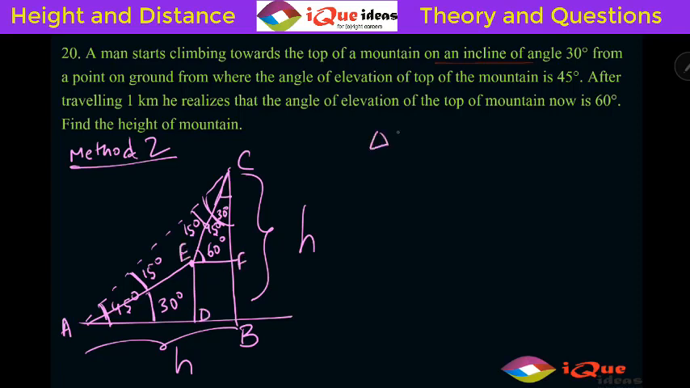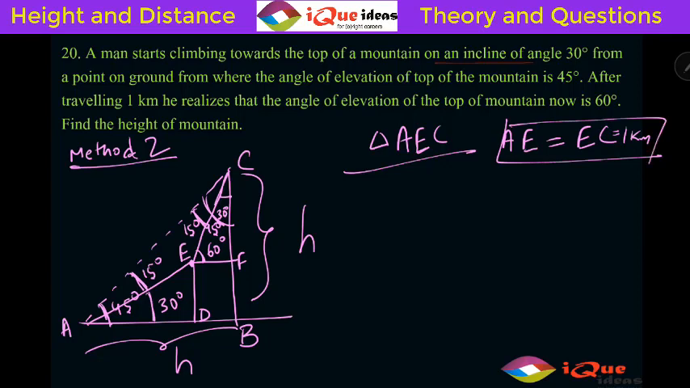Now look at the triangle AEC. In the triangle AEC, you can see that this angle is 15 degree, this angle is also 15 degree. So side AE will be equal to side EC. And we already have AE equal to 1 kilometer, so EC also 1 kilometer. Right? This is very interesting. This is 1 kilometer. So this length EC will also be 1 kilometer.